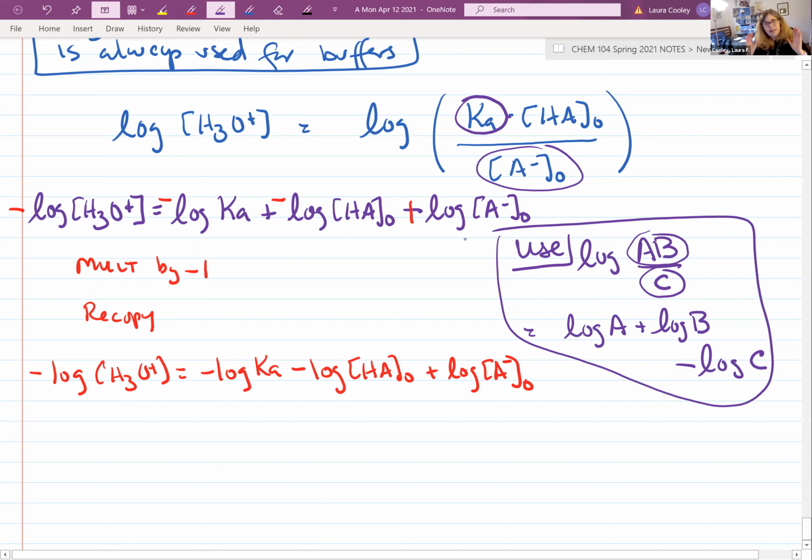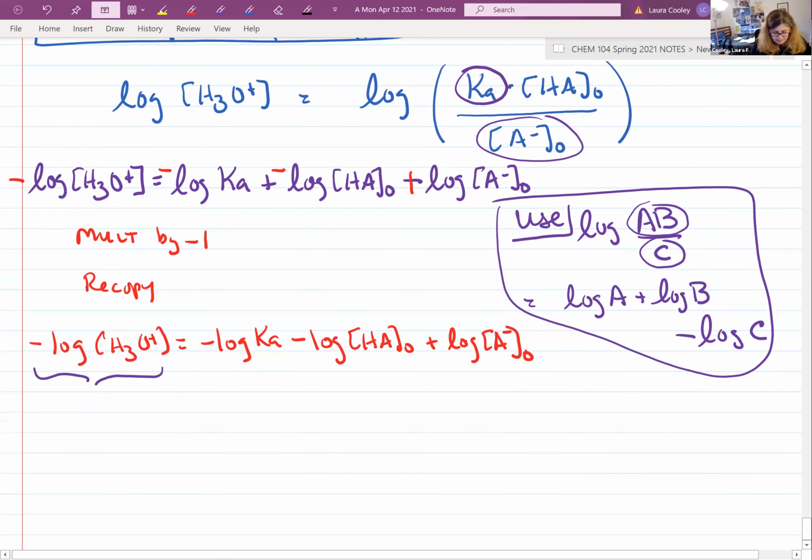And now I'm going to make it look simple, because what is the negative log of the H3O plus concentration? Anybody? What is that? By definition, that is what? It's a pH. And now we define this thing. Remember, I told you a while back that this P, we use it in science a lot. It means negative log. So the pKa is simply the negative log of the Ka.